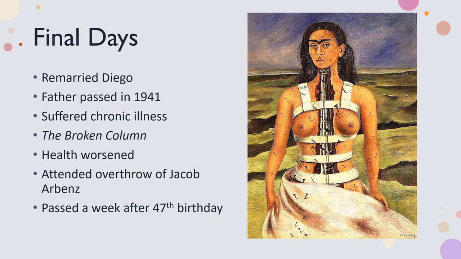Frida received commissions from the government to paint important women, but she was unable to do it as her father passed away that same time, and she was also suffering from several other sicknesses. Again, to cope with her sicknesses and illness, Frida got to painting The Broken Column in 1944.